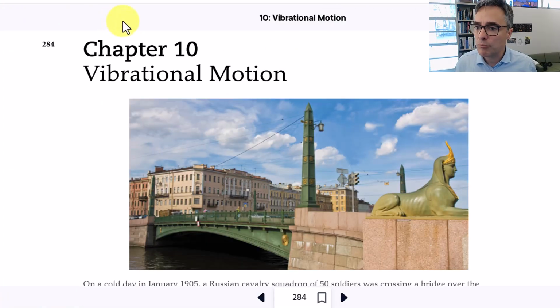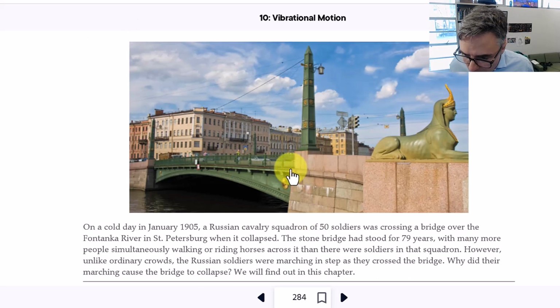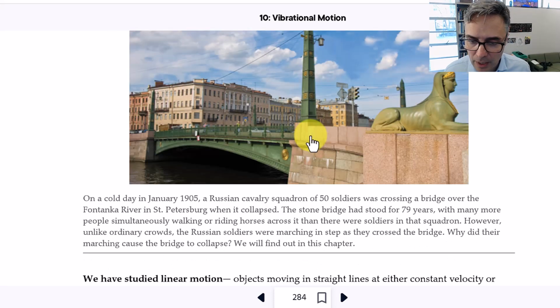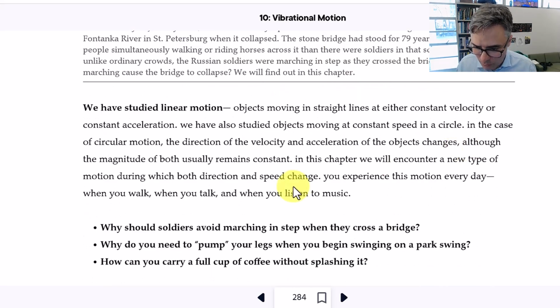It's called Vibrational Motion, and it opens up with this photograph of a bridge going over the Fontanka River in St. Petersburg. And this is a replacement bridge. They mentioned that the original stone bridge collapsed when a Russian cavalry squadron of 50 soldiers marched across it in step. And so there was a question here, why should soldiers avoid marching in step when they cross the bridge?